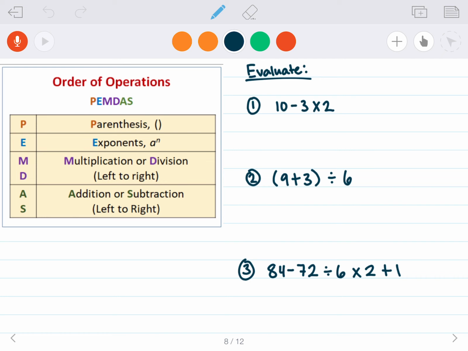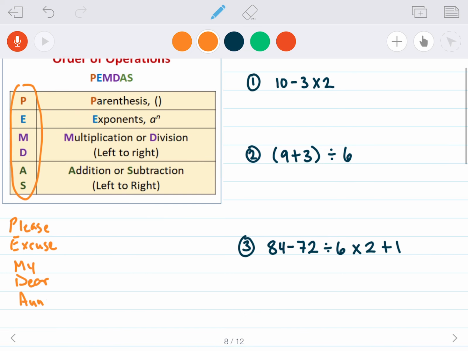All right, now that we've talked about exponents, I want to talk a little bit about the order of operations. Some people know this as PEMDAS, and the phrase that you can remember this by is please excuse my dear Aunt Sally. So PEMDAS, please excuse my dear Aunt Sally.